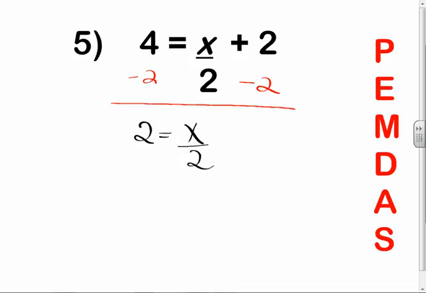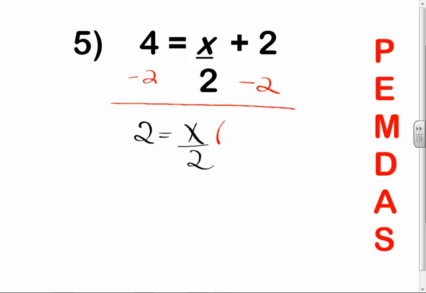Just, it says exactly what to do. 4 take away 2. What's 2 take away 2? 0. And now what do we do? The answer's not 1. 1 doesn't work. Because what do you mean by solve? Find the numbers that make the sentence true. 1 doesn't make that true.